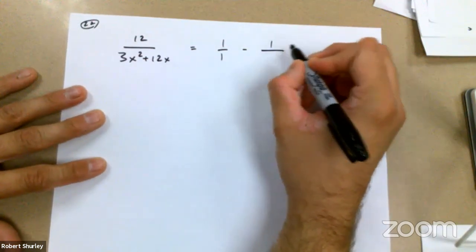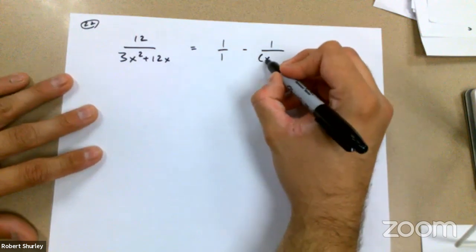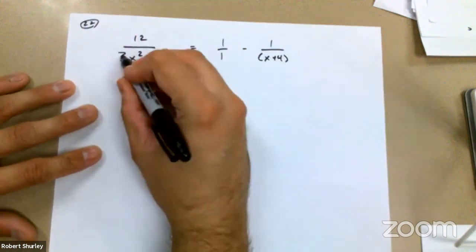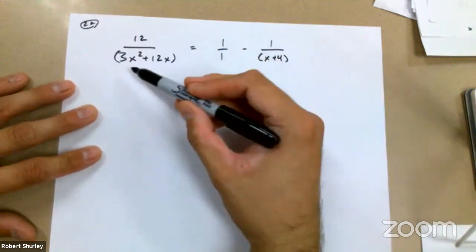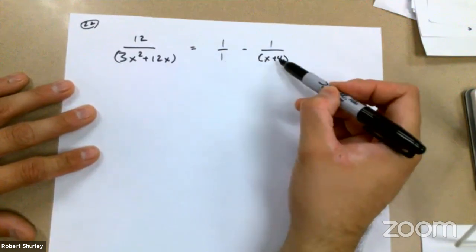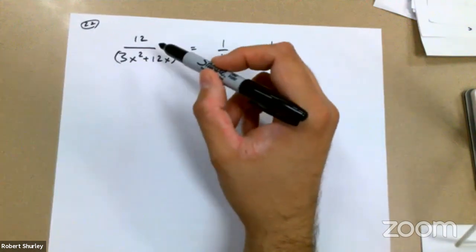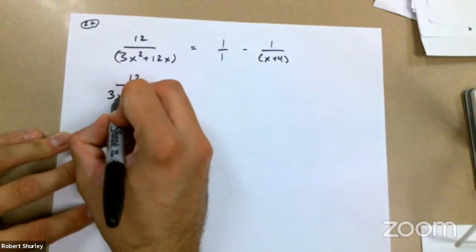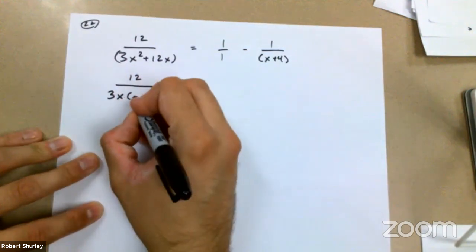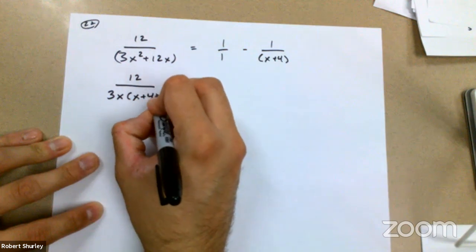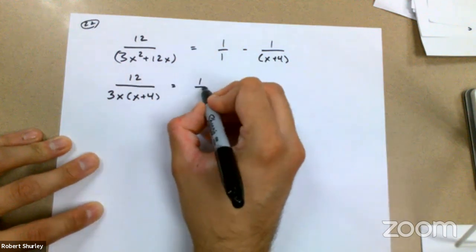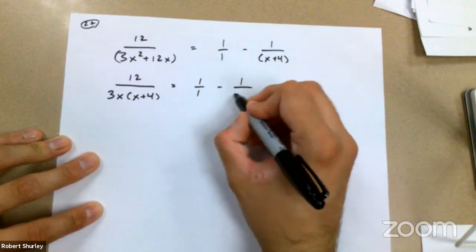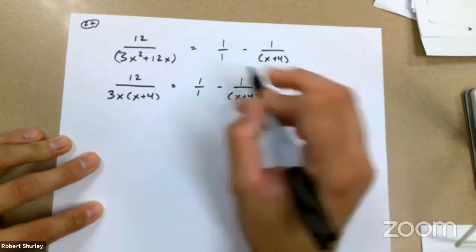Minus 1 over x plus 4. Okay, look, I can't factor the 1 or the x plus 4, but I can factor the 3x squared plus 12x. I can take a 3x out of that, and I'm left with x plus 4 equals 1 over 1 minus 1 over x plus 4.